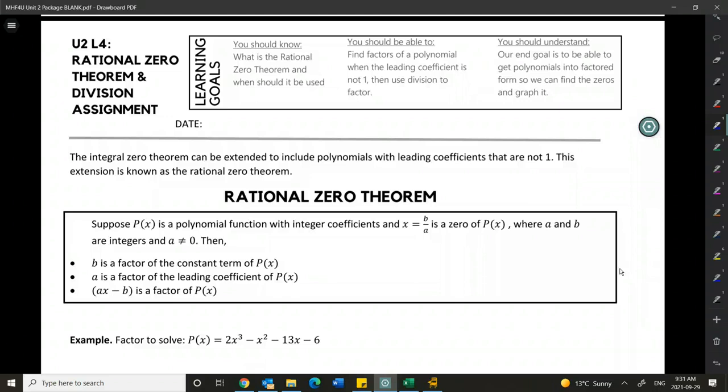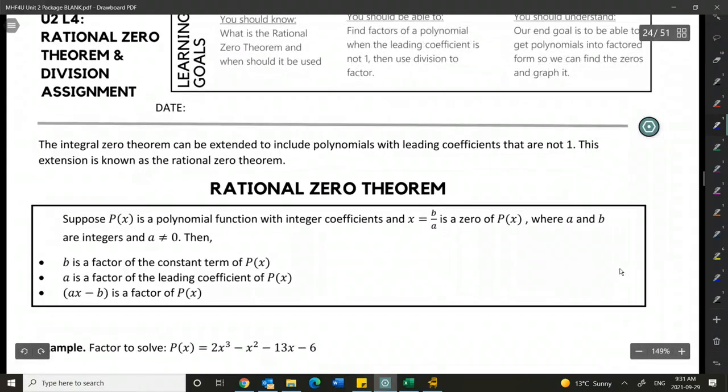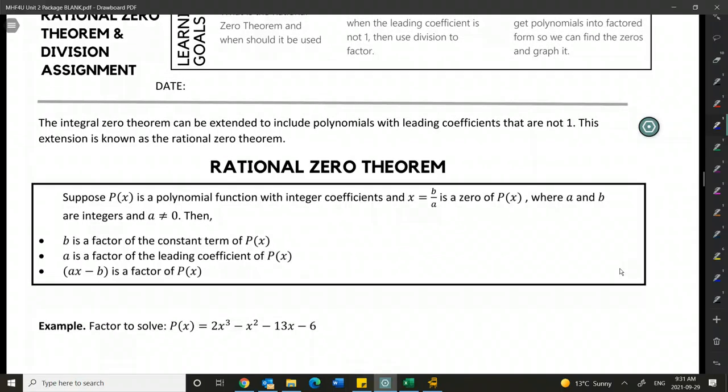So we're saying, suppose we have a polynomial, and it has some kind of integer coefficients for the terms. And we have x equals b over a, so some fraction that is a 0 of the polynomial, where a and b are integers and a does not equal 0. So here's the idea. B is a factor of the constant term. A will be a factor of the leading coefficient.